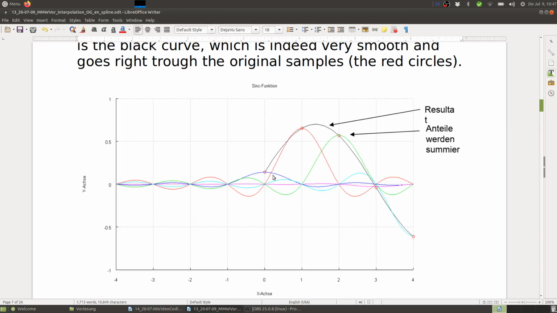And then we sum up all those sinc functions, and the result is this black curve, which you can see here. It goes indeed straight through all the sample points in a very smooth fashion. So no kinks, no jumps, very smooth. So this is very good.